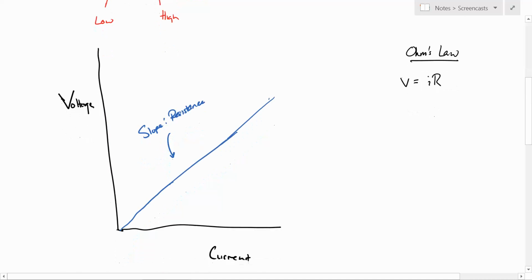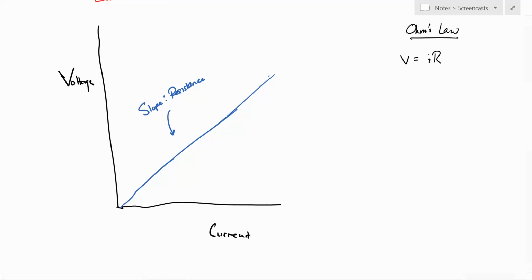Another way of looking at this is in terms of Ohm's law, which basically says that the voltage is proportional to the current. So for a fixed voltage, if you have a low resistance, you have a high current. If you have a high resistance, you have a low current. So the slope of a voltage-current graph would be your resistance. This is, I should specify, if ohmic.